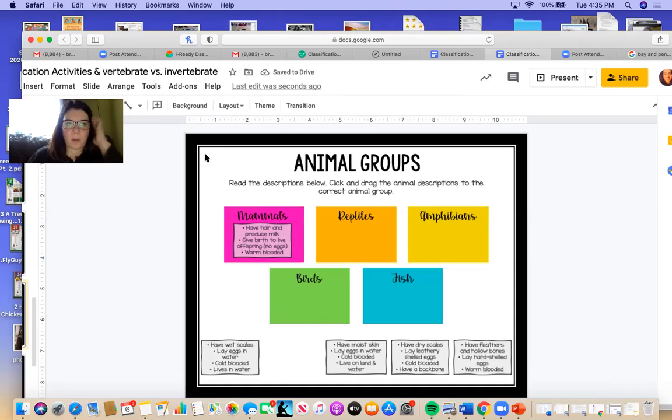So that will be your follow-up work. You're doing the vertebrate, invertebrate sort. You are matching the animal group to the picture, and then you are matching the characteristic, the description, to the animal group. I will include the slides that go over it so that you can see. But there you go.